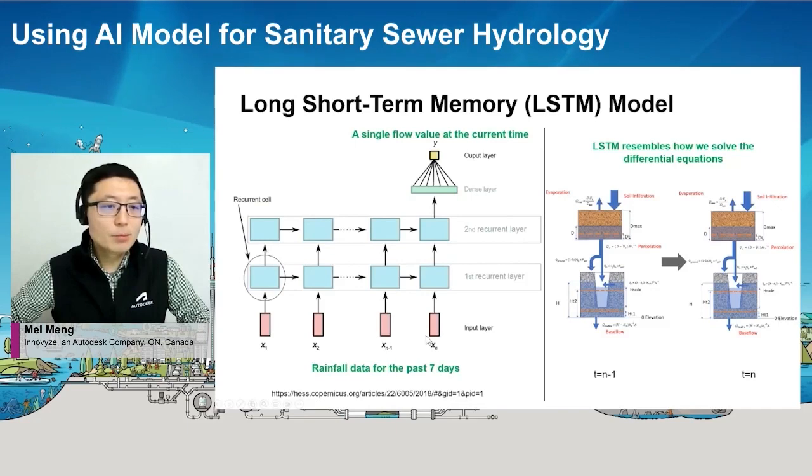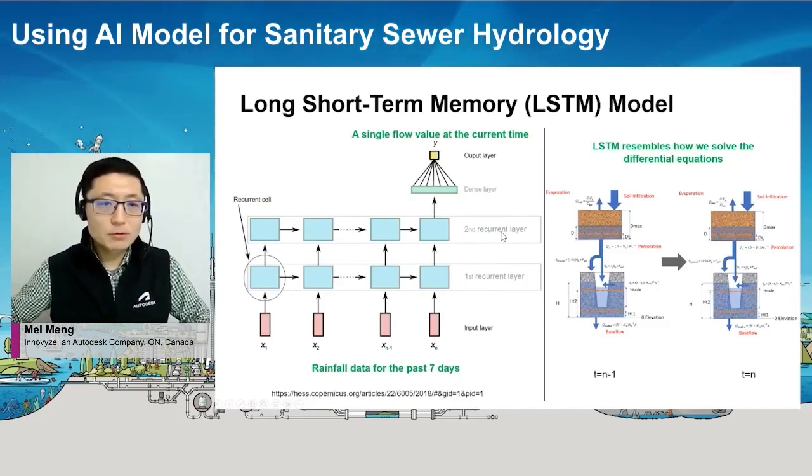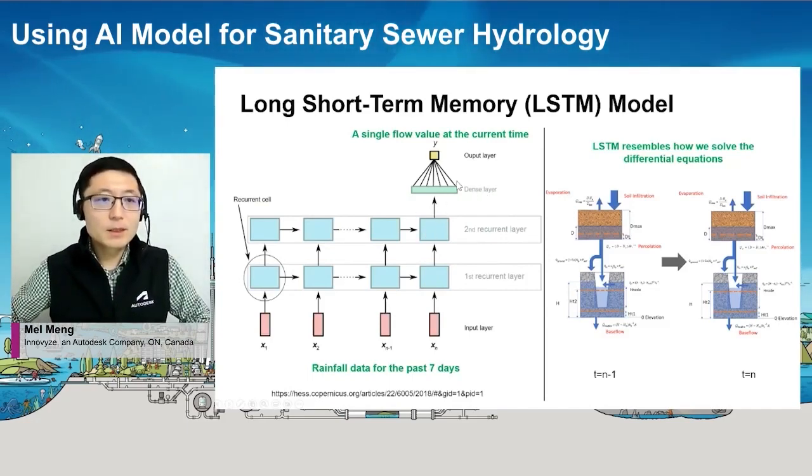So that's our input. Then we feed that data to 2 layers. The first layer is called the first recurrent layer, and the second layer is called the second recurrent layer. And then after that, we go through a dense layer and condense that into a single value for the flow. So you can see the input and output are very straightforward. The magic is done inside.